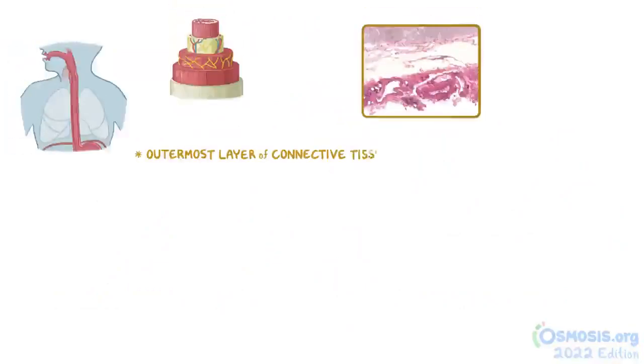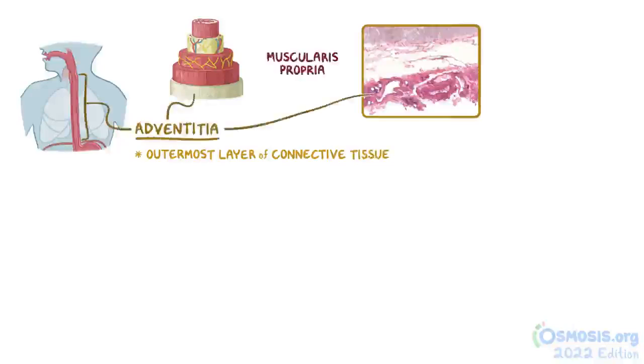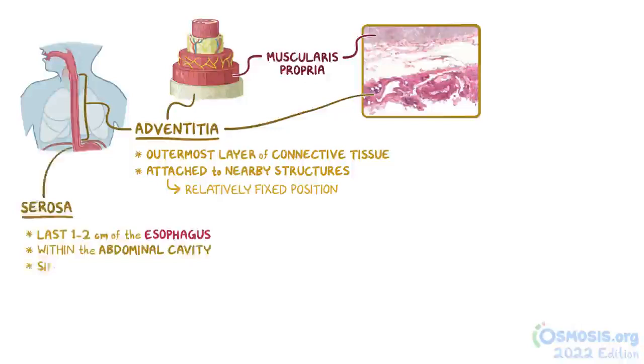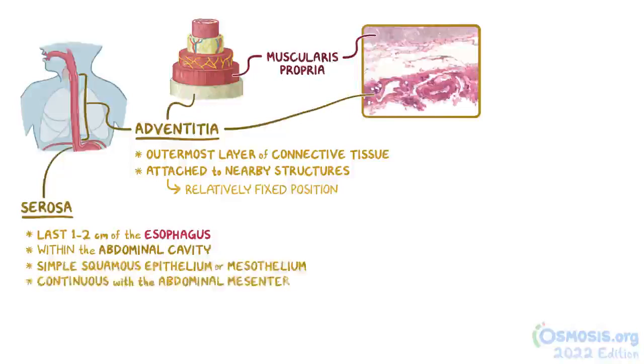The majority of the esophagus is surrounded by its outermost layer of connective tissue called the adventitia. In this image, the underlying muscularis propria can still be seen at the top. The adventitia is attached to nearby structures, such as retroperitoneal organs, which keep the esophagus in a relatively fixed position. The last 1 to 2 centimeters of the esophagus are within the abdominal cavity, after crossing the diaphragm. This portion of the esophagus has an outer layer of connective tissue called the serosa. The serosa is covered by a simple squamous epithelium, or mesothelium, that's continuous with the abdominal mesenteries.